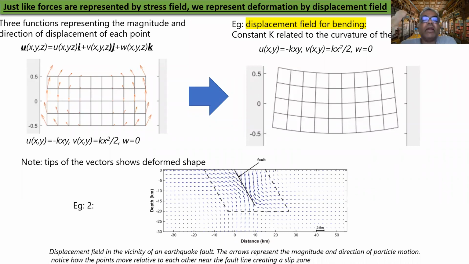That's where the fault happens. And depending upon the friction coefficient, sometimes it will slip, sometimes it will lock. Whenever it releases the slip, that's when you get an earthquake. That is how it works. So displacement fields are commonly used for representing all kinds of phenomena. Okay, very good.